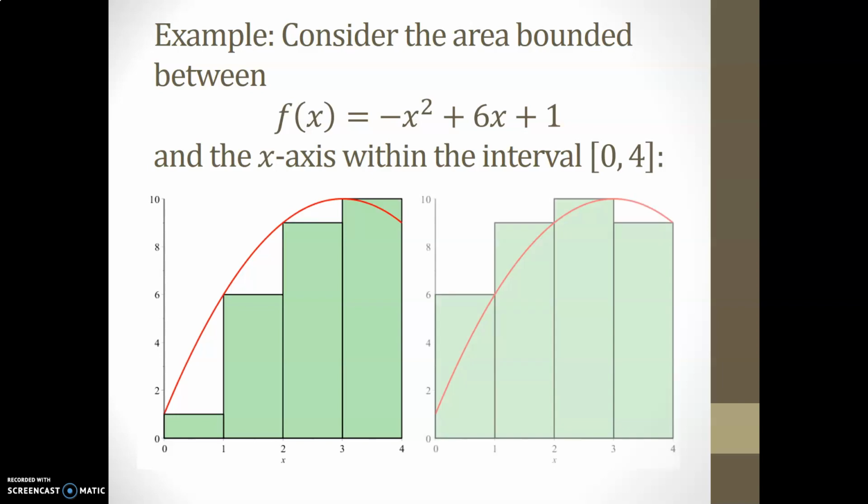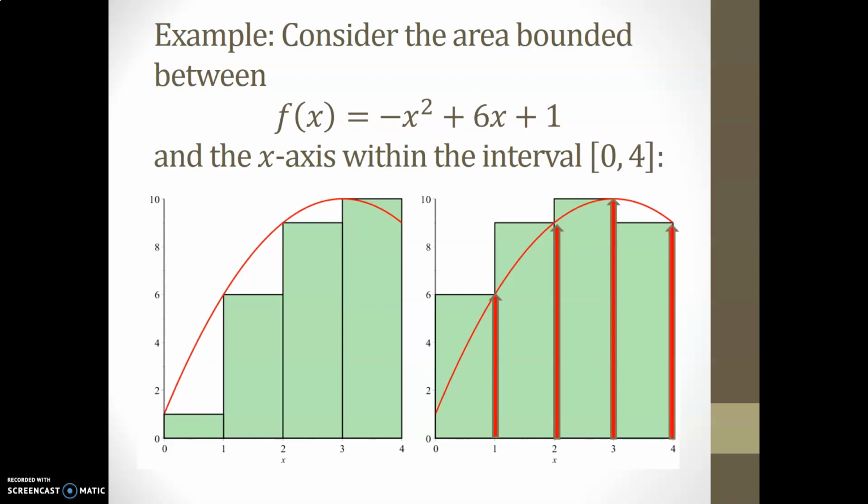Someone else might have decided that a better approach would be to use the right-hand point of each subinterval to determine the height of the rectangle. So in this right-hand picture, notice how the first rectangle's height corresponds to the right-hand value of the function. So in the interval 0 to 1, the function's value at 1 has determined the height of that first rectangle. The function's height above x equals 2 has determined the height of the second rectangle, and then same for 3 and same for 4.